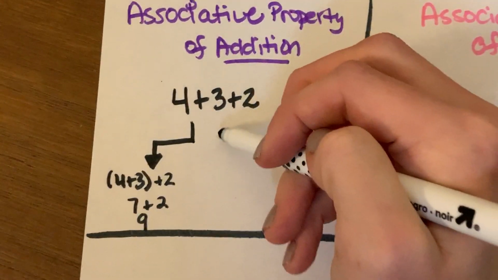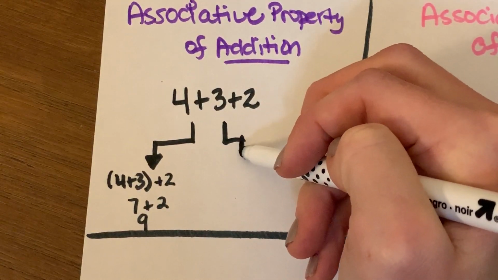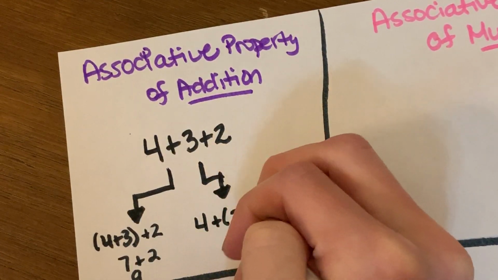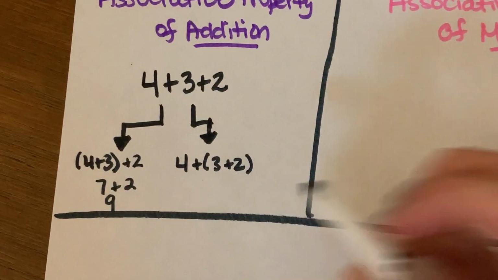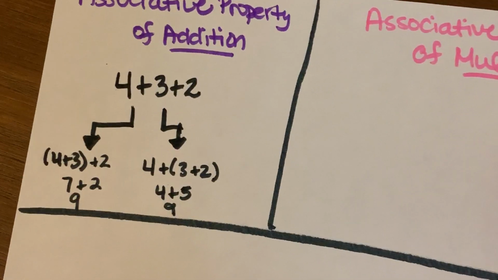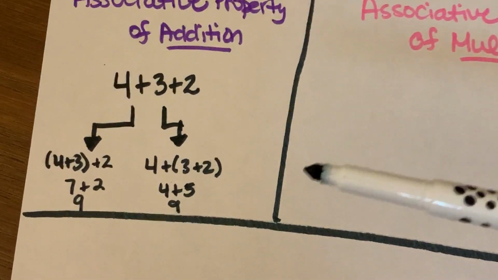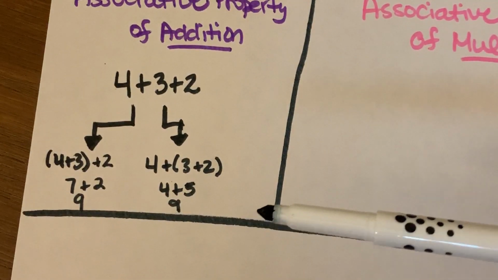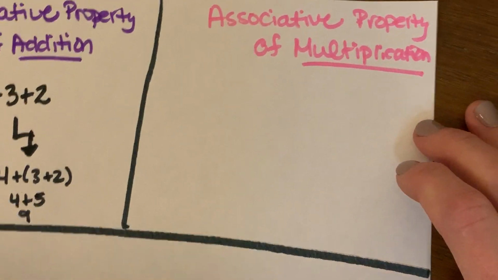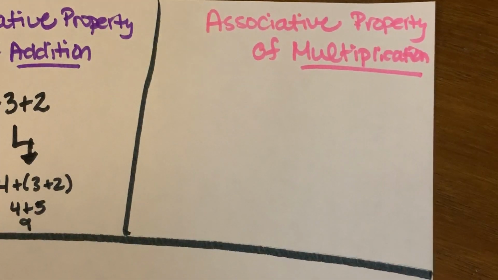Or I could do 4 plus the group of 3 plus 2, and then I have 4 plus 5, which still gives me 9. So the associative property of addition states that it doesn't matter what order I add the numbers in, I'm still going to get the same answer. Now to the associative property of multiplication. This property tells us that it does not matter what order we multiply the numbers in, we are still going to get the same answer.